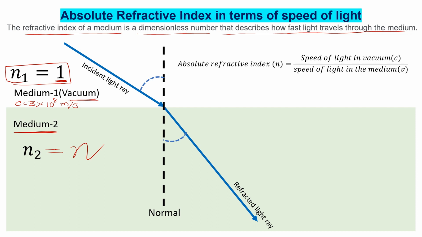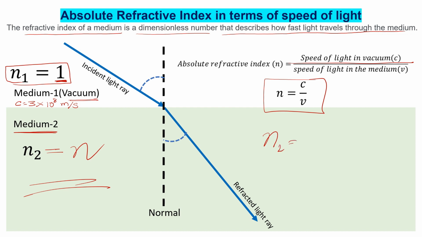Very simple. We just have to divide the speed of the light in the vacuum by the speed of the light in this medium. So the formula becomes N equal to C by V. We can also use N2 equal to C by V, where V is the speed of the light in this medium.